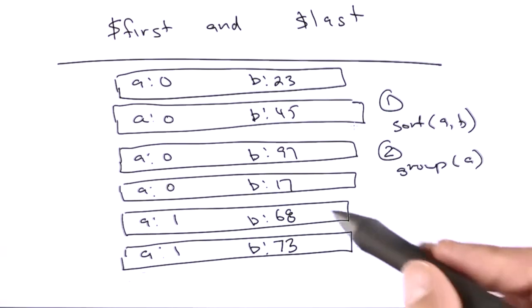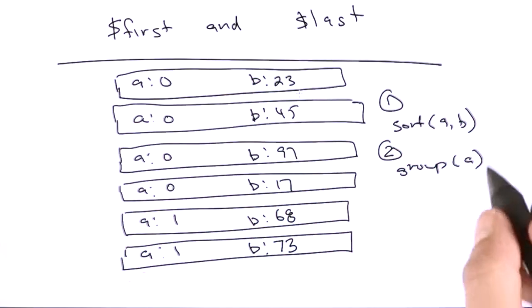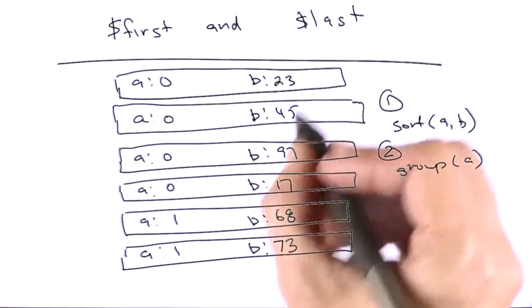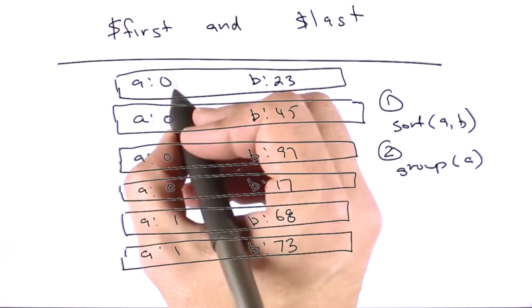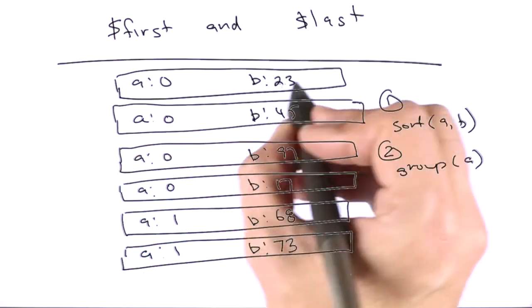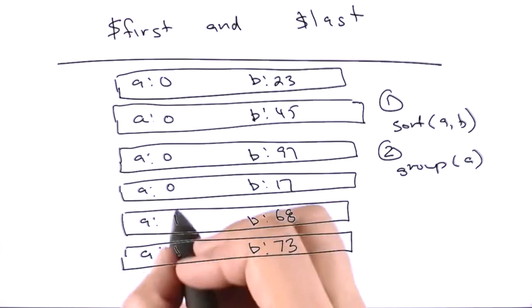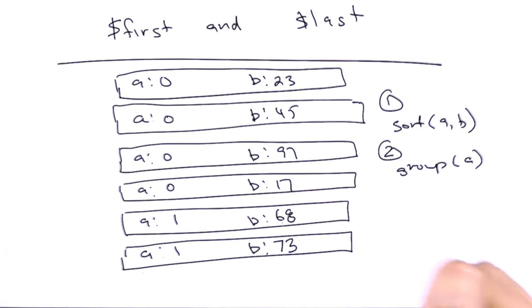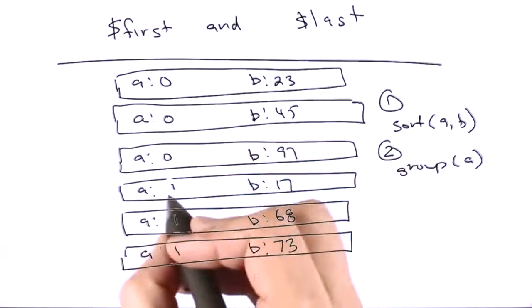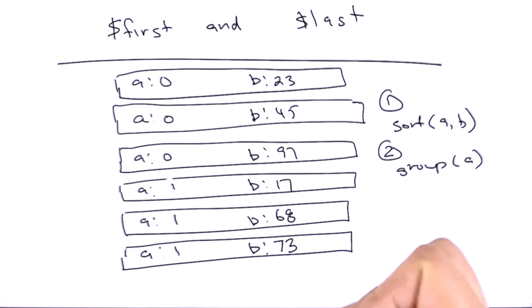So let's say we have a set of documents, and these are the documents here, and they've been sorted by A, comma B. So for instance, we have this document with value A 0, B 23, then 0, B 45, 0, B 97. And again, here we have 1, B 17. Excuse me, I wanted to make this a 1: 1, B 17, 168, and 173. So you can see how they're sorted A, comma B.